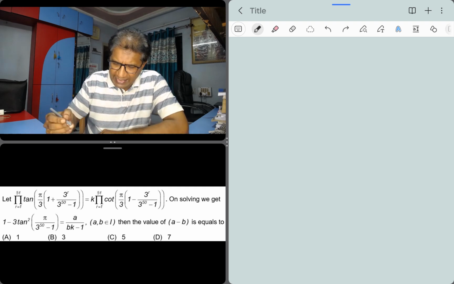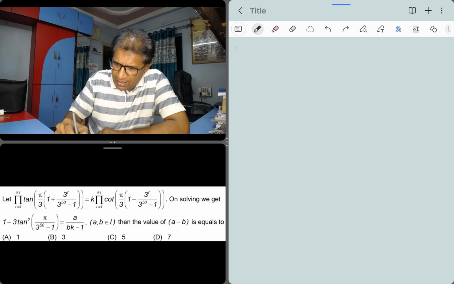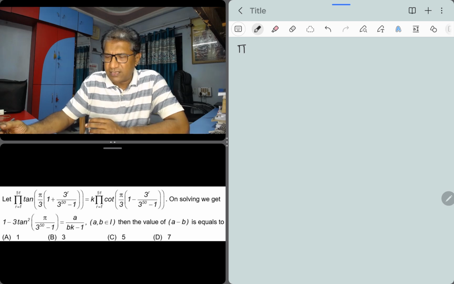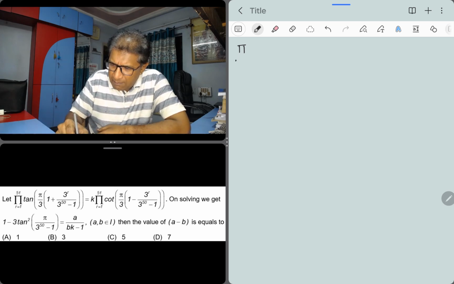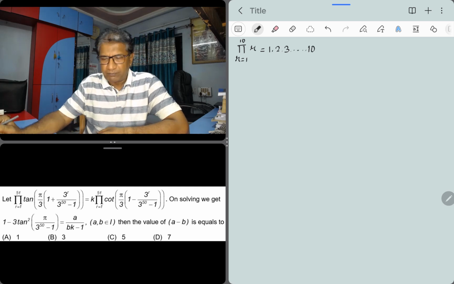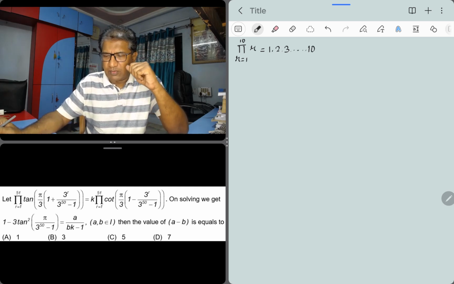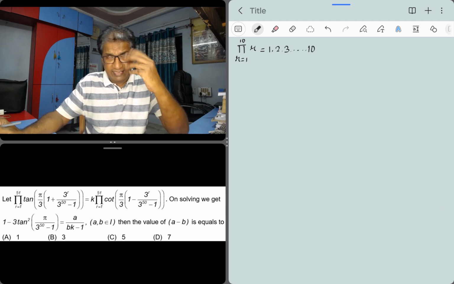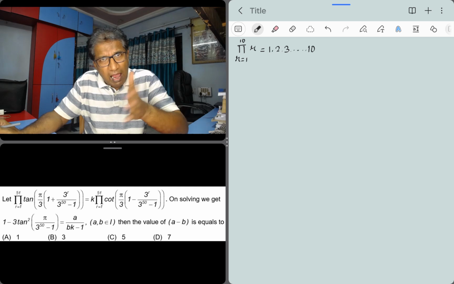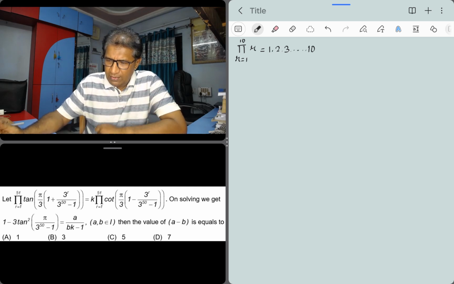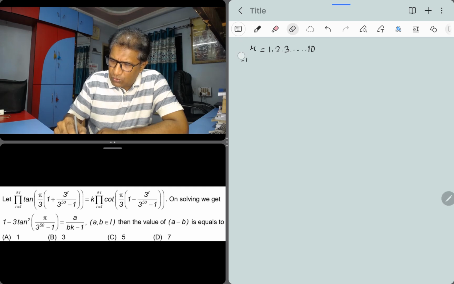Now, in this question, I hope you all know this sign. This is basically pi. Pi means product. If I write pi r equals 1 to 10 r, it means what? It is basically 1 into 2 into 3 and so on till 10. So it is the product of all the terms, in contrast to sigma, which represents the sum of the terms given. Okay, so we have understood the meaning of pi. Now let us directly jump into the question.